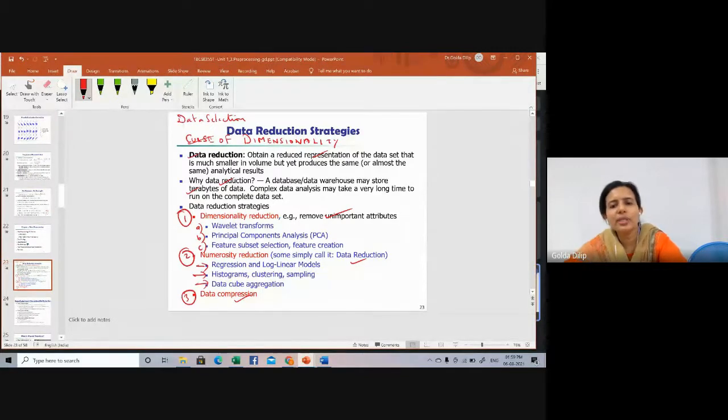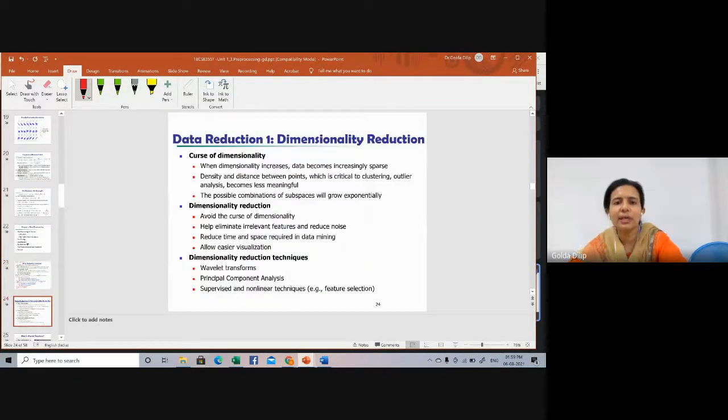First we'll start with dimensionality reduction. As I just mentioned, the main thing that comes to our mind when we speak about dimensionality reduction is the curse of dimensionality. This is a very important aspect, and still an important area of research. What is this curse of dimensionality all about?